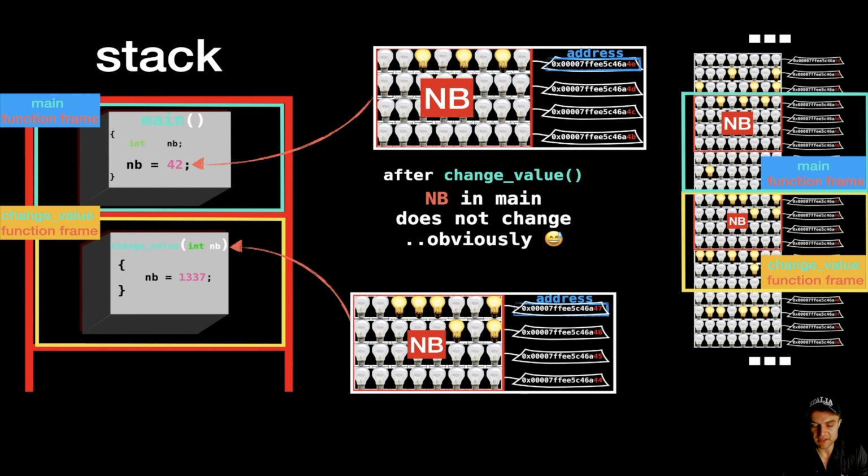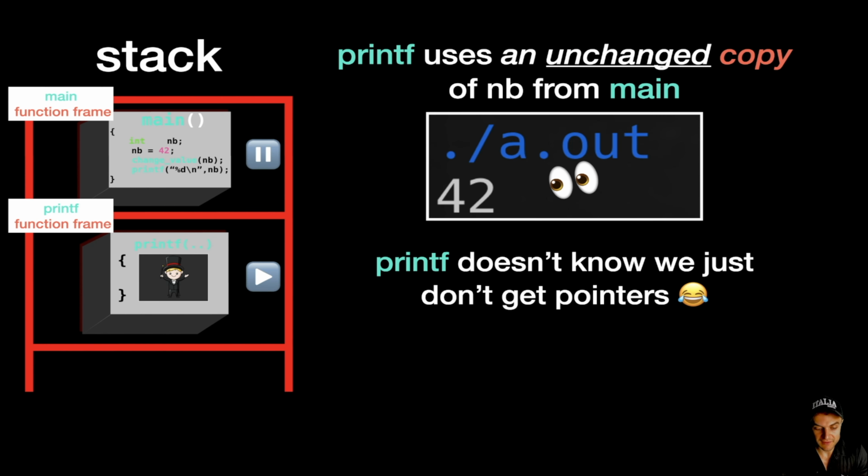But then what is going to happen? Well, we have the deallocation of the function change value. So boom. And in the main function, I call again the printf, but the printf is getting the old 42, right? Because I've changed the value which was in another stack frame. So nothing really changed. So printf simply keeps using the usual NB 42.